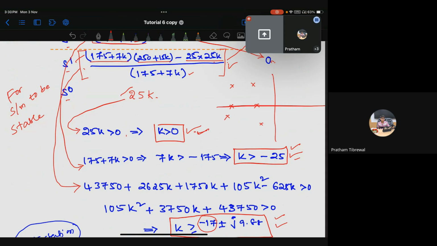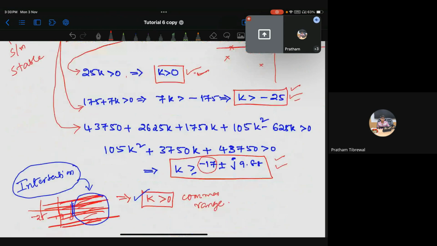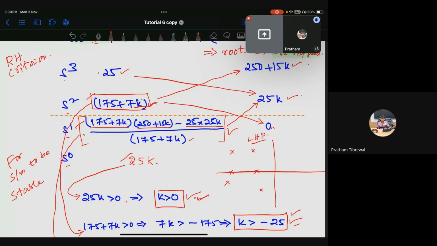The poles can be anywhere in the left half here. So here we took 25k greater than zero, making the first column positive. Can I also take all the first column elements to be negative? No, 25 is already a positive value, so we cannot take other values that are negative. Is this clear?